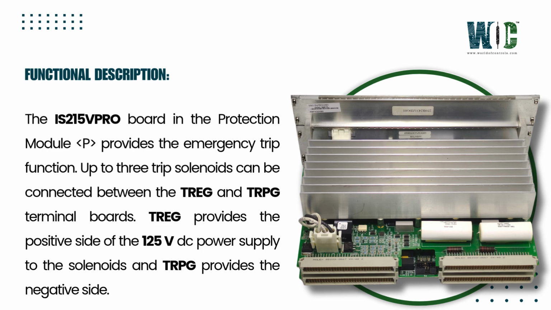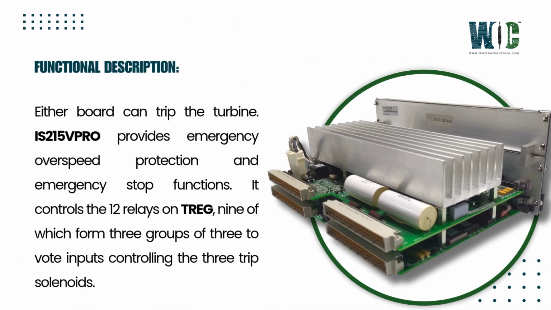Up to 3 trip solenoids can be connected between the TREG and TRPG terminal boards. TREG provides the positive side of the 125-volt DC power supply to the solenoids, and TRPG provides the negative side. Either board can trip the turbine.